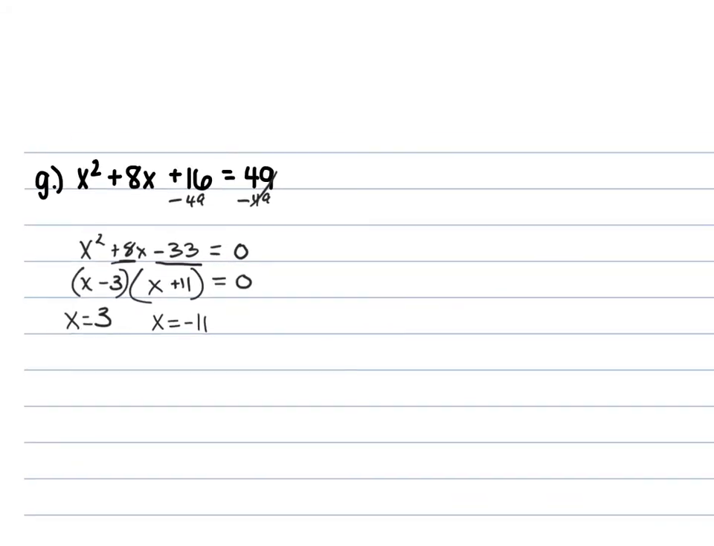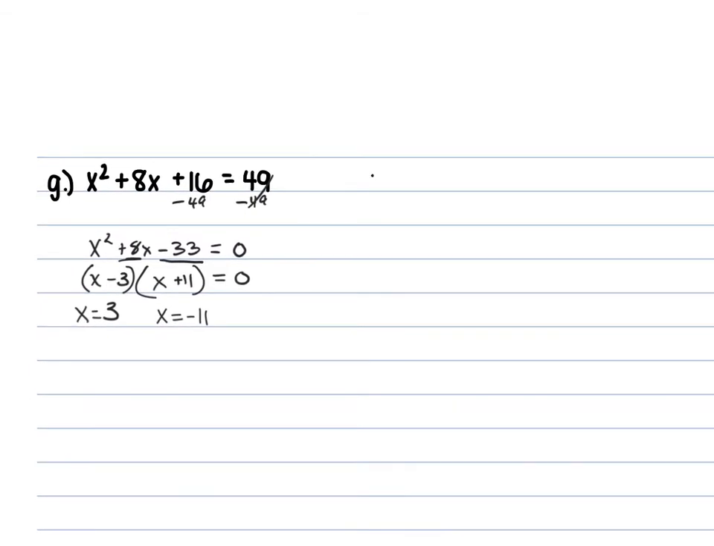Let me show you doing the other way. Okay, let's pretend you were... wait a minute, I didn't do it that way. Let me show you the other way real quick. We got x squared plus 8x plus 16 is equal to 49. There's our start there.